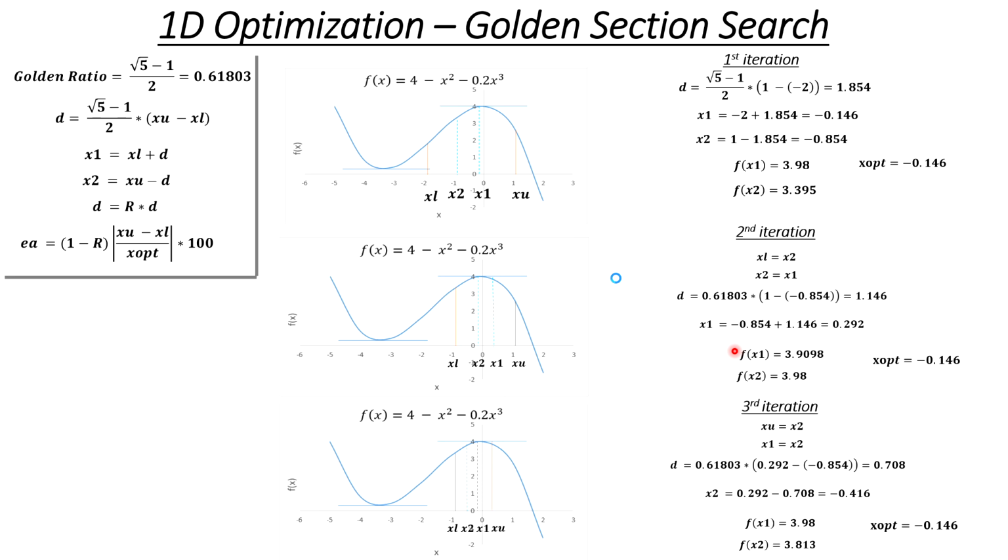The last thing that I do want to end with is to describe that the definition of the approximate error for this golden section search technique is slightly different. It is basically 1 minus the golden ratio, times the absolute value of the difference between the upper and lower limit, divided by the x optimum, multiplied by 100. So this is how we're going to be defining the approximate error in this code, as opposed to the previous codes, which was the new minus the old divided by the new, as we have been accustomed to.